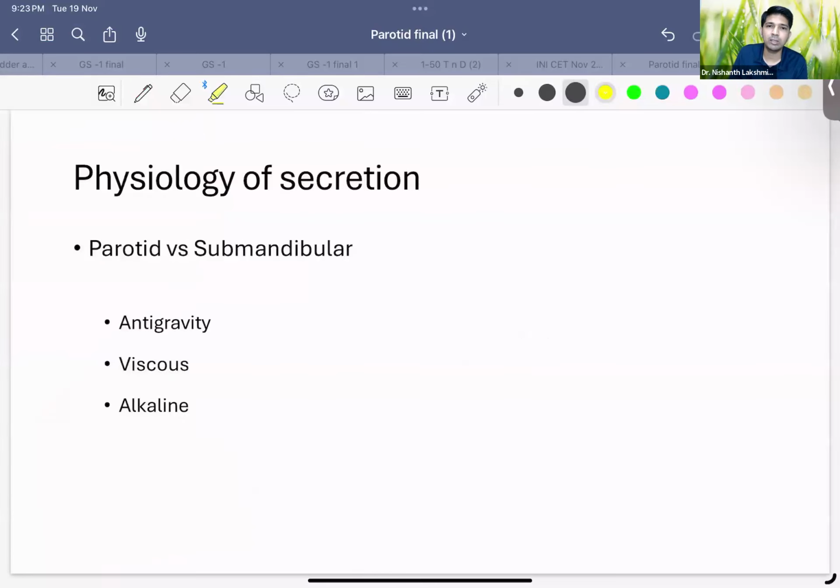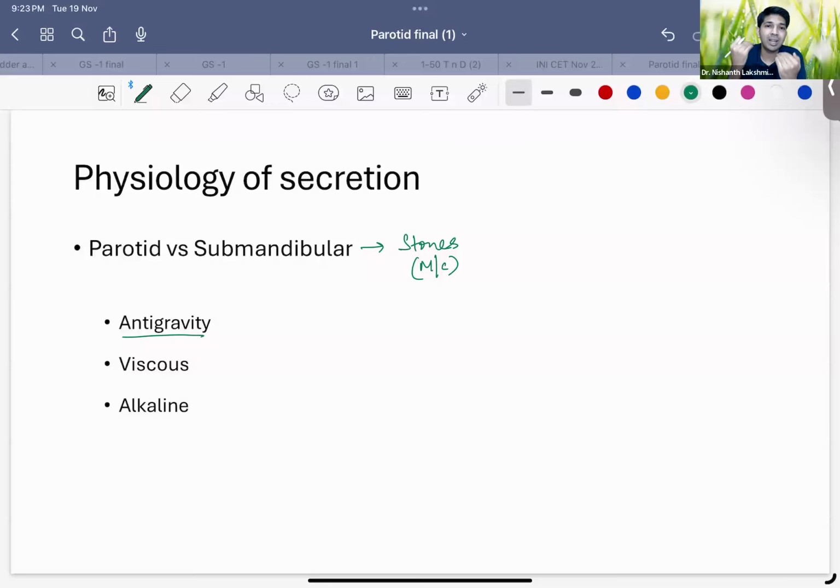Now, just a quick run through regarding the physiology. Of course, this is already covered, so I will just run through it. Okay. I'm sure most of you already know it. Stones, or calculi, are more common in the submandibular gland. And the reason being, submandibular gland has to pump saliva upwards into the oral cavity. So it is anti-gravity. It is supposed to push it up.